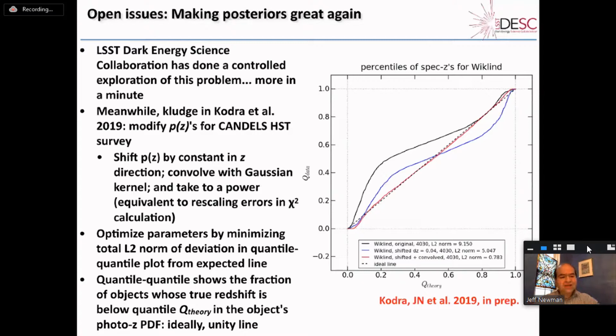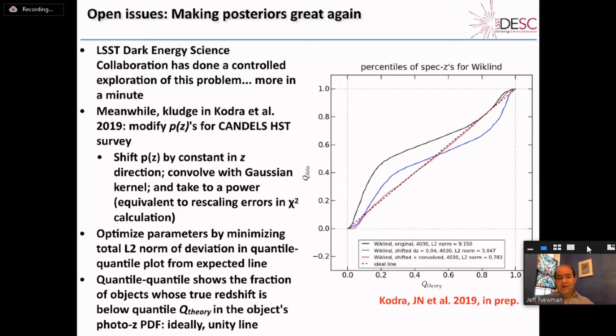I'll talk, if we have time, about some work that's happening in the LSST Dark Energy Science Collaboration characterizing these problems. So work we've done in CANDELS, a student of mine, Jatan Kodra, has worked on this, is asking, can we kludge the set of imperfect probability distributions from CANDELS so we have something that looks good in the end? And the answer turns out to be we can do pretty well.